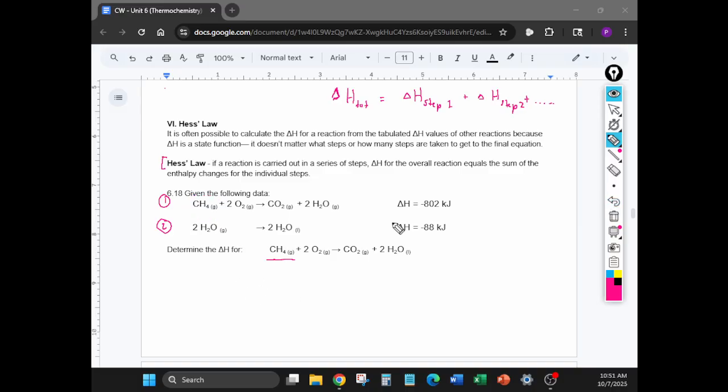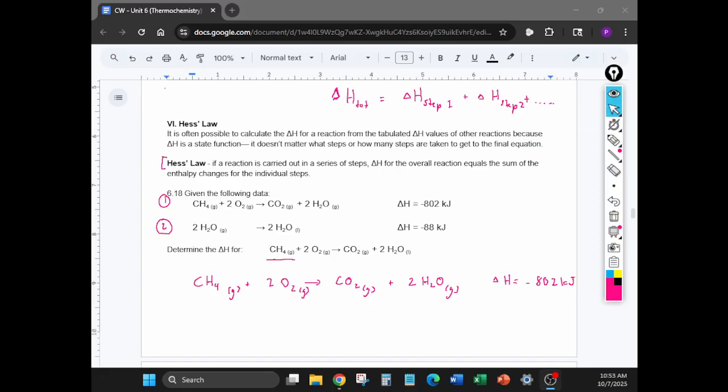So what we're going to do on your paper, I want you guys to write this reaction because it's set up the proper way. So we're going to write CH4. We're basically just copying down reaction 1. CH4 gas plus 2 O2 makes CO2 gas and 2 H2O gas. Take a second to copy this down. And then we're going to include the delta H as well. So we didn't do anything to this reaction, so we just copy it down exactly the way it is.